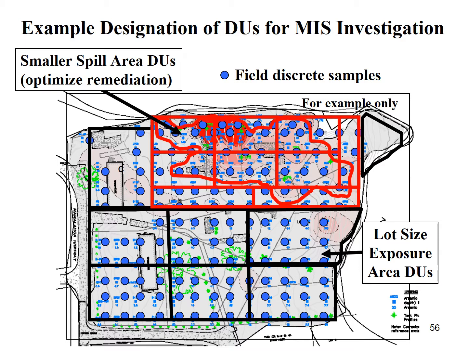By the way, this was arsenic contamination from a former pesticide mixing. In the most concentrated areas, arsenic levels were over 10,000 parts per million in soil in that area of the site.